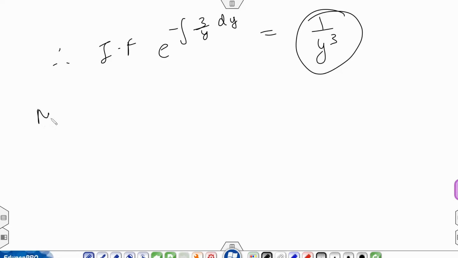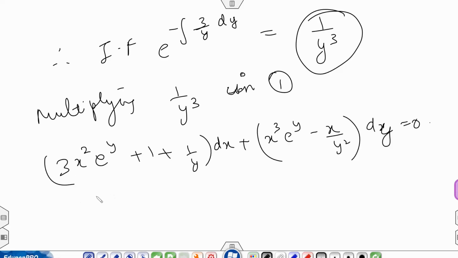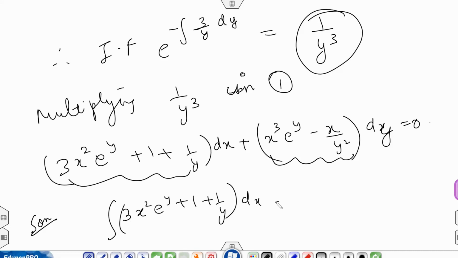So multiplying, what we are getting, okay, so here you can see that your M is this, now your N is this, and then you can check that this is the exact equation. So what will be the solution for the exact differential equation? You need to integrate this M treating y as constant. So I'll just write down plus integration of those terms which are free of x. So here no term is free of x, so I will just write down this equal to 0.